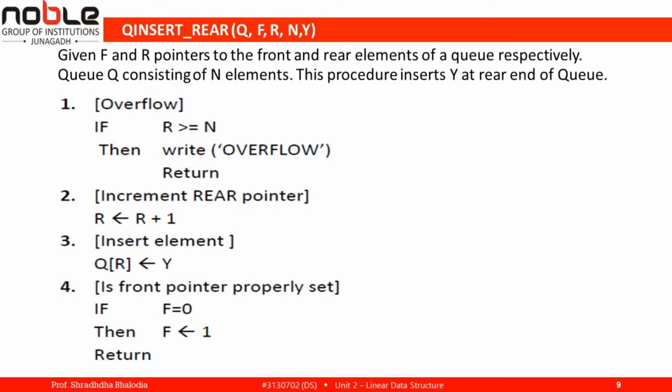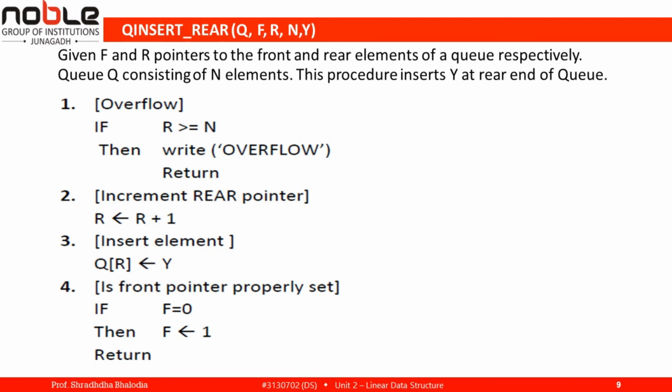If we want to insert an element in the queue, then first of all we need to check whether there is space in the queue or not. So we need to check the overflow condition first. The first step of our insertion algorithm is: if R is greater than or equal to N, that means rear is greater than or equal to N, then the queue is overflow, insertion is not possible. The second step is, if the queue is not overflow, then we can add an element to the queue. So rear is equal to rear plus 1. And the new element which we want to add to the queue, that is y, then Q of R is equal to y.